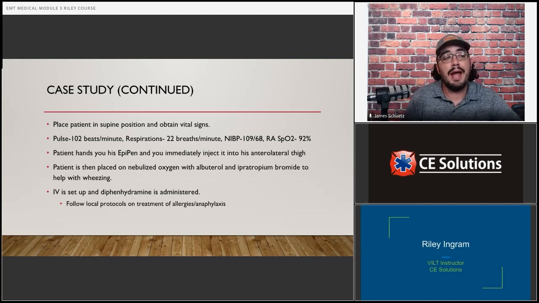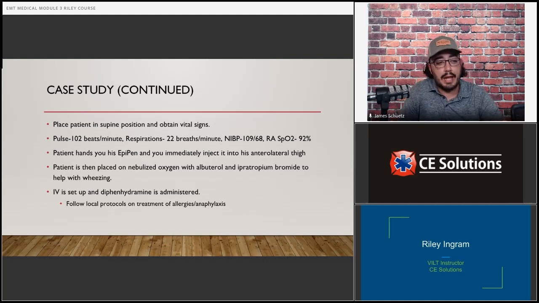You do all those, and you immediately inject it into his anterior lateral thigh. All right. The patient is then placed on nebulized oxygen with albuterol and ipratropium bromide, or Atrovent, to help with the wheezing, right? So we've got difficulty breathing, we've got bronchoconstriction. So here we go. We're going to throw a neb at it and do a neb.